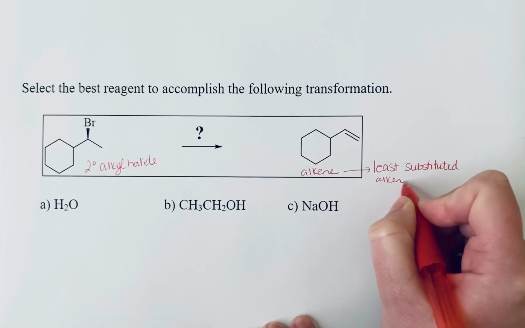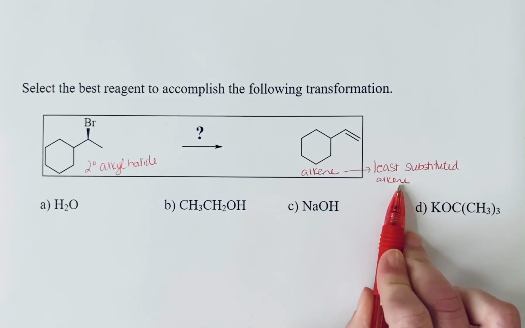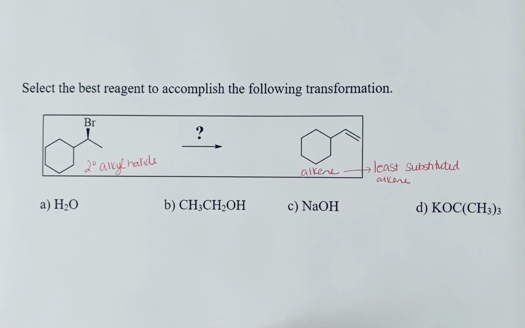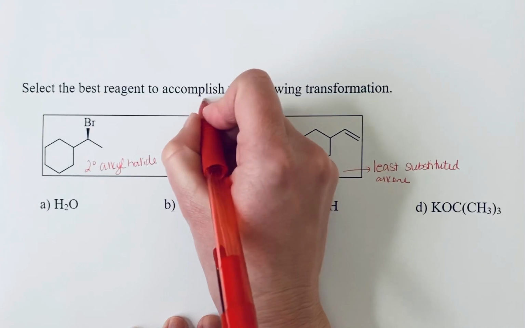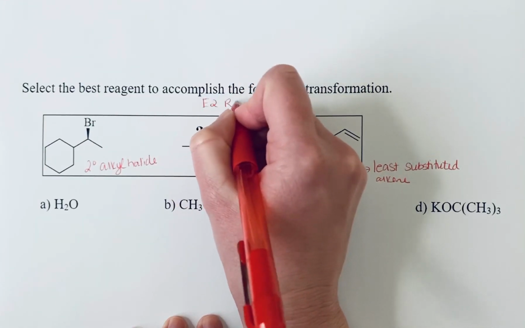And so because we formed the least substituted alkene, this is an indication that we would have had to take an E2 pathway in order to have control over the regiochemistry. When you do an E1 elimination, you always get the more stable, more substituted alkene. So we are definitely looking at an E2 reaction.